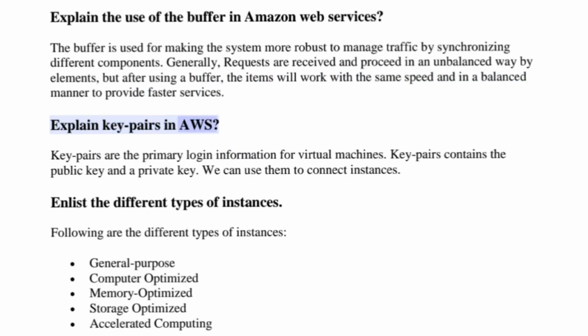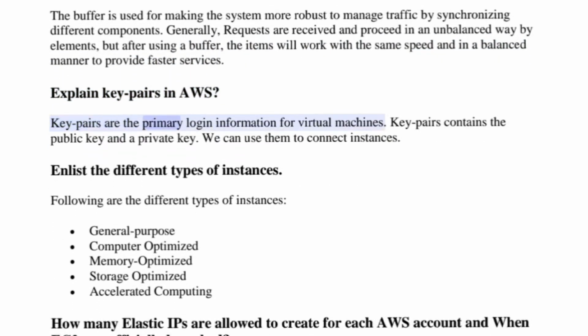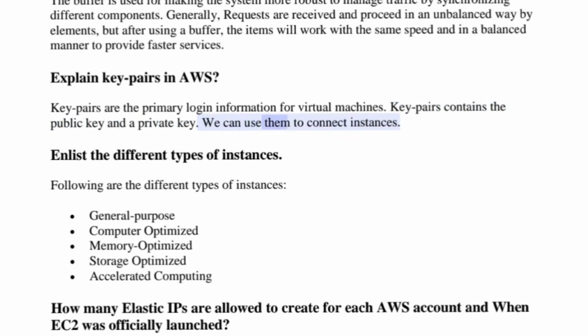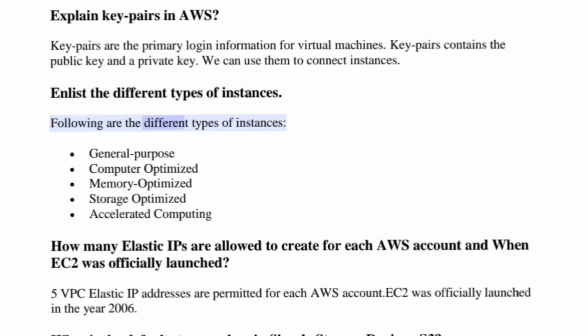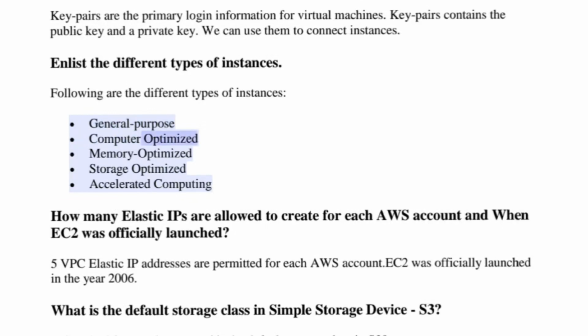Explain key pairs in AWS. Key pairs are the primary login information for virtual machines. Key pairs contain the public key and the private key. We can use them to connect to instances. Enlist the different types of instances. Following are the different types of instances: general purpose, compute optimized, memory optimized, storage optimized, accelerated computing.